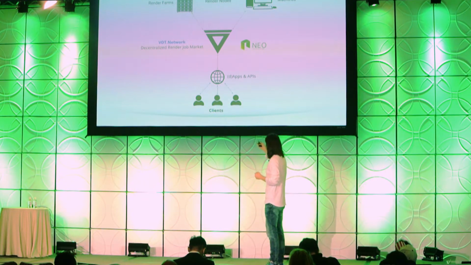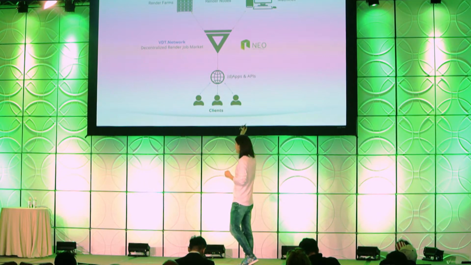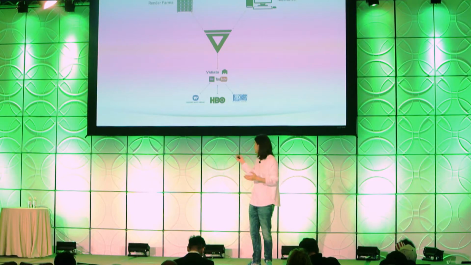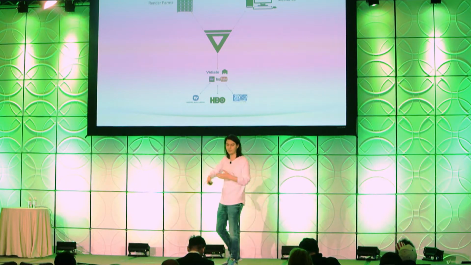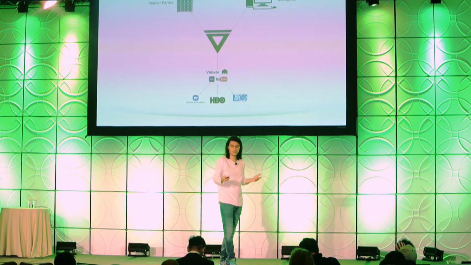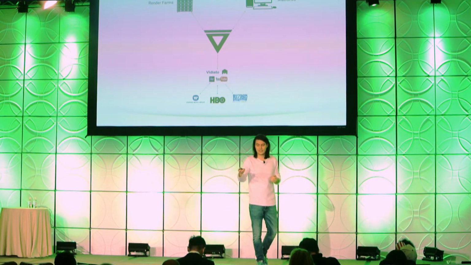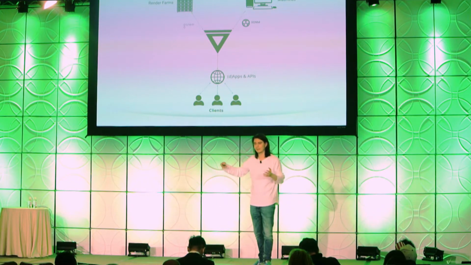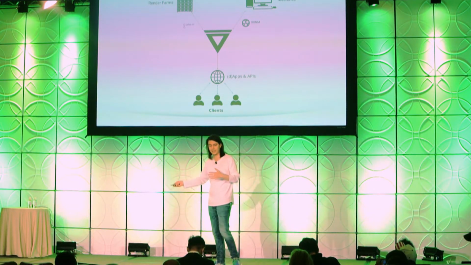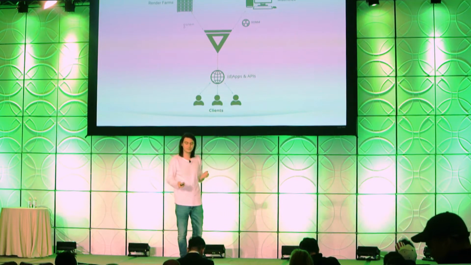VDT Network connects clients through applications and APIs to render nodes. And by render nodes, I mean render farms and other machines which are capable of rendering. So to give you a better idea, potential clients connect to applications. The applications communicate with render nodes through a decentralized protocol on Neo with smart contracts, and then the render nodes return a desired file. It can also connect to other platforms. It can be plugged in. Other render nodes can also run VDT Network next to those platforms to expand their market, liquidity, etc.